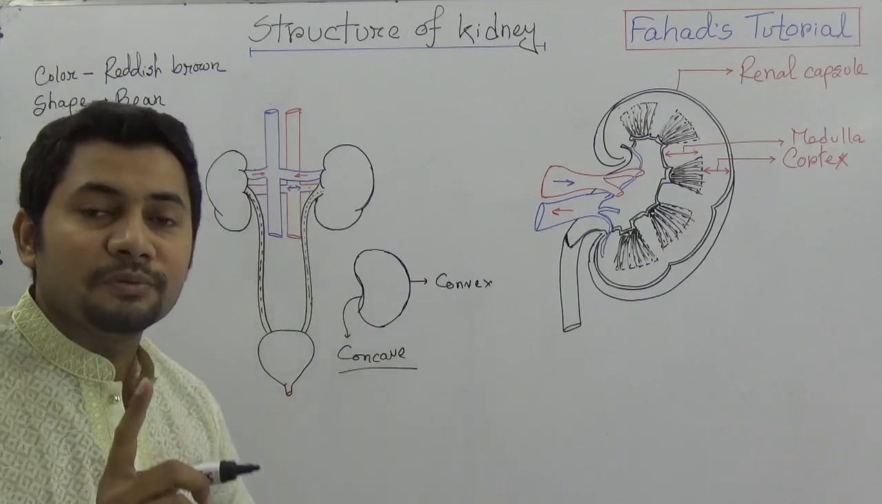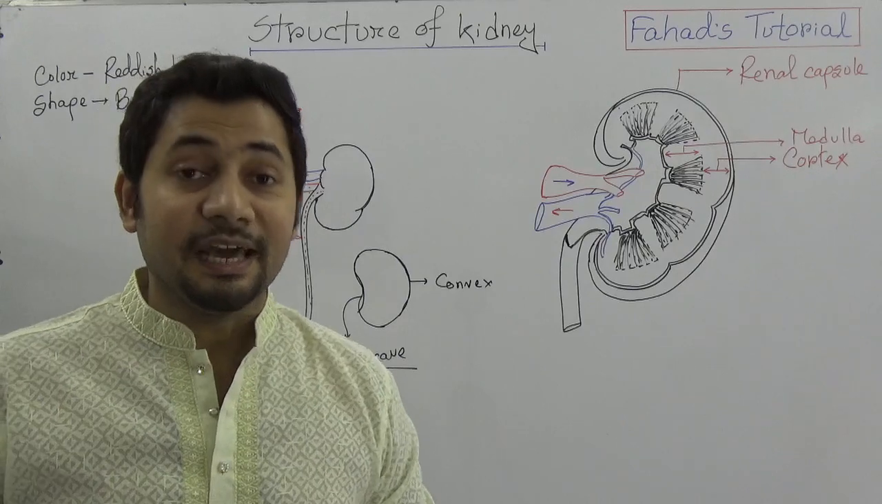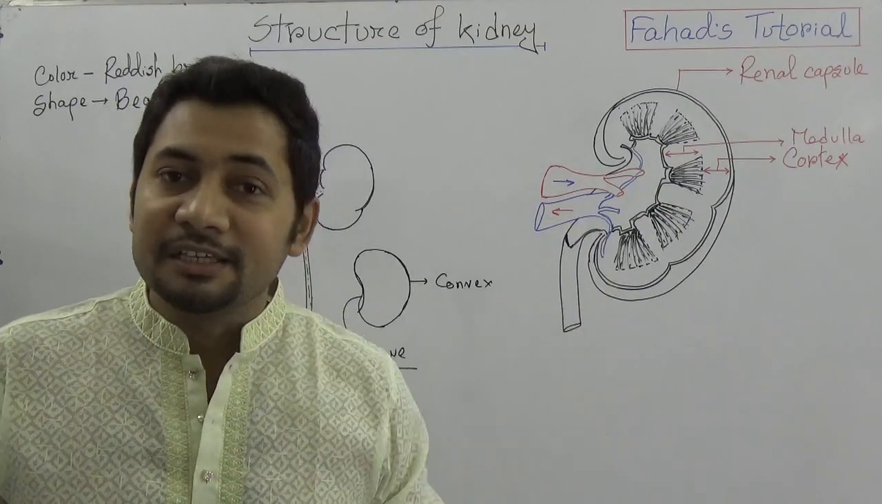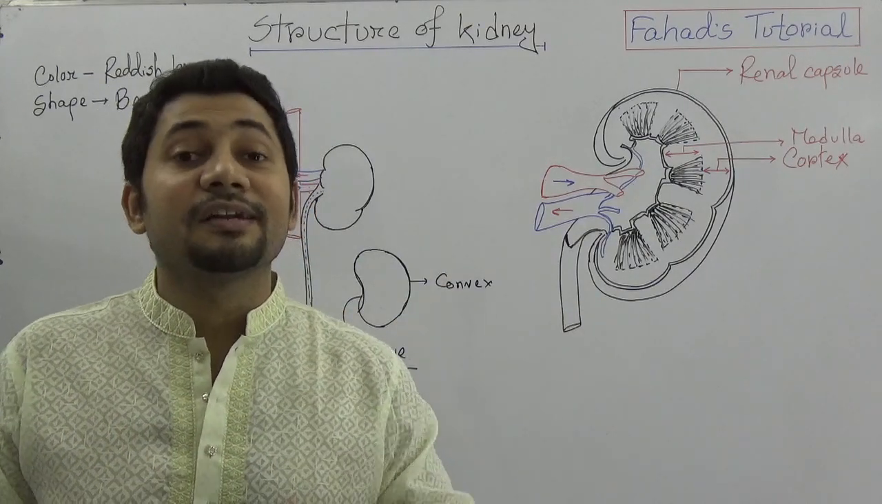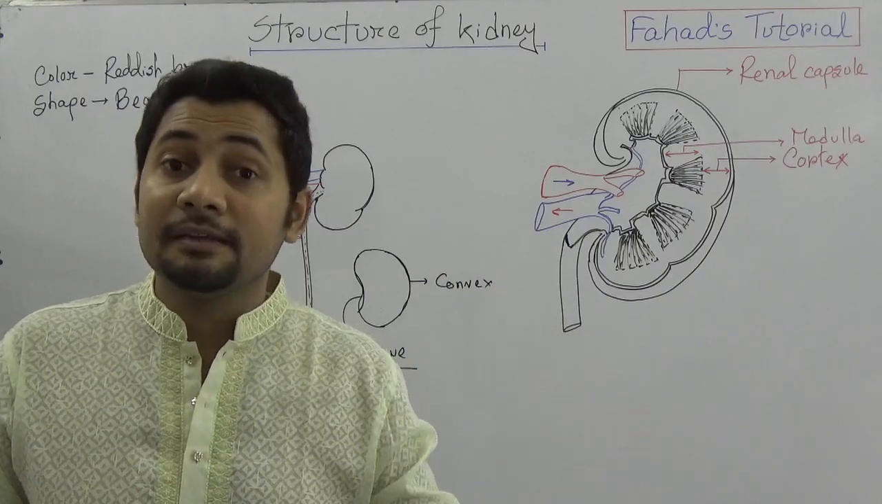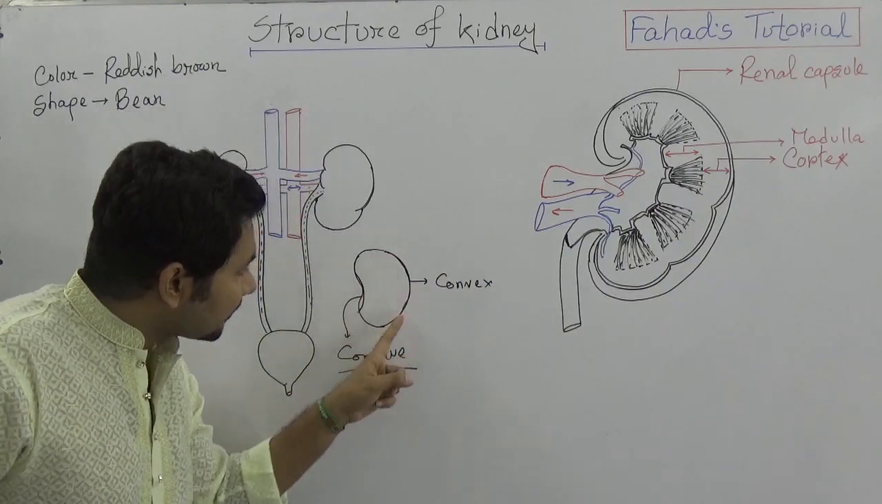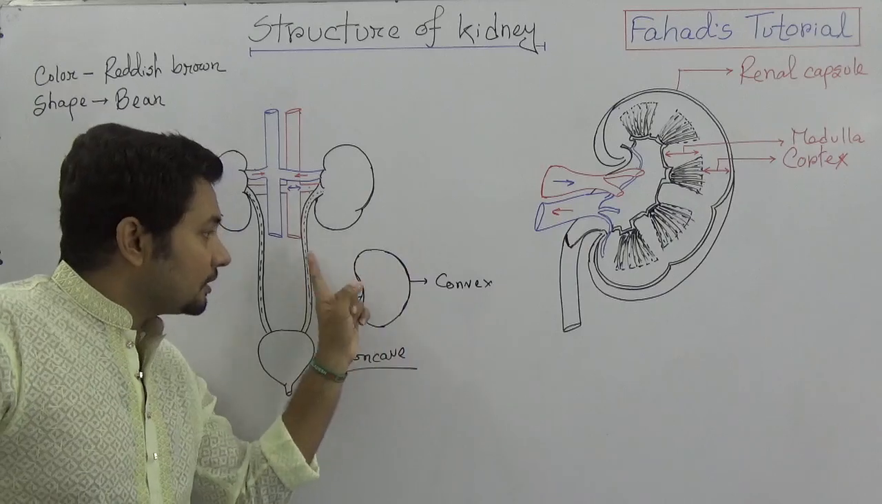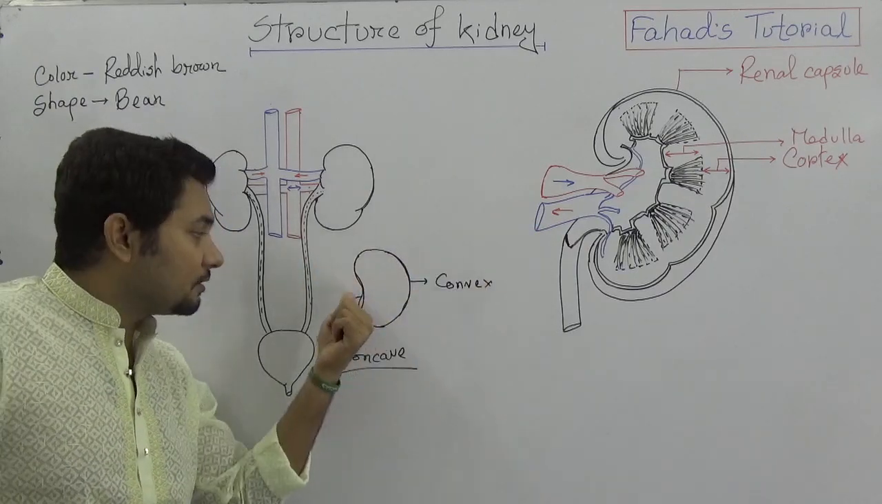Those who studied lenses and mirrors in physics know that the convex lens and concave lens are parts of a spherical mirror. So this one is convex, so the convex part and the concave part.